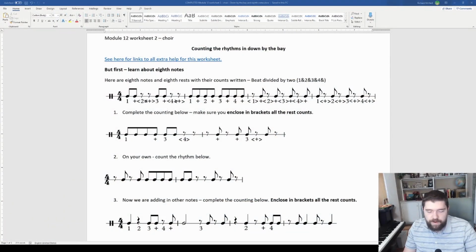All right, choir, so today we are looking at eighth notes and how to do this worksheet for Down by the Bay that includes some eighth notes. Now I do need to talk to you a little bit about something that I made a mistake on your worksheet. So let's take a look at the worksheet right now.